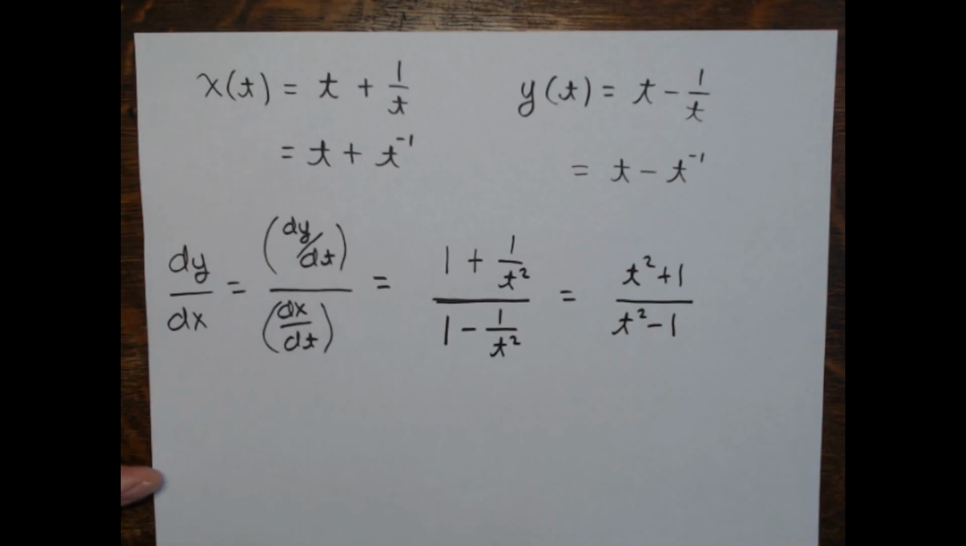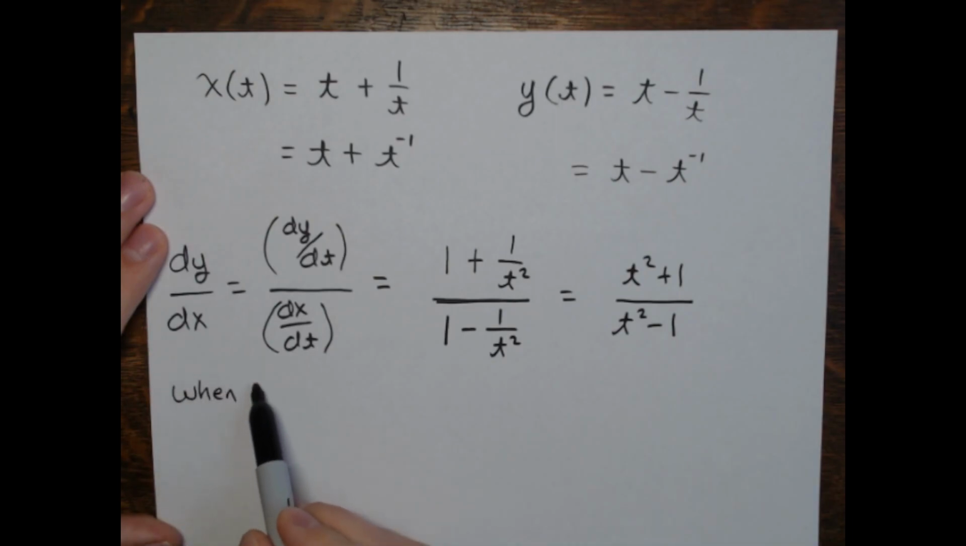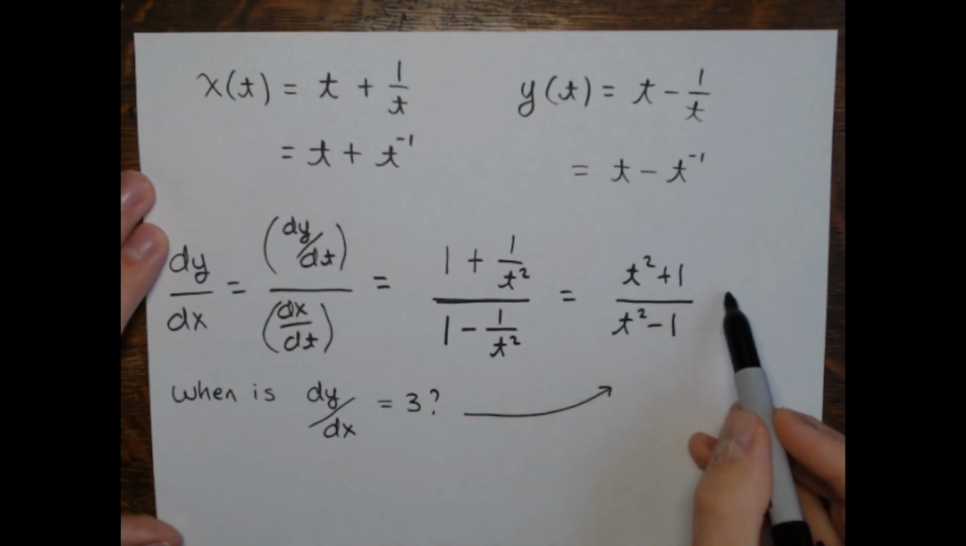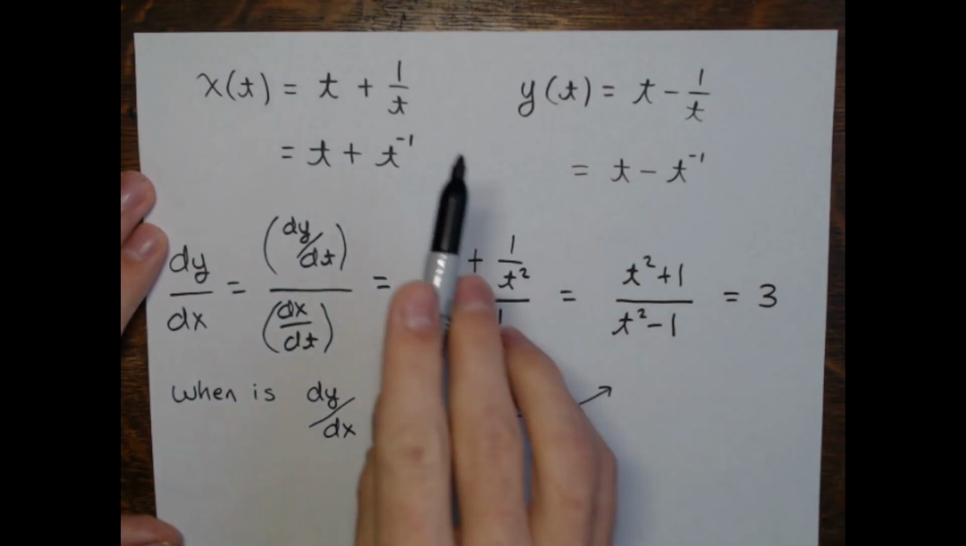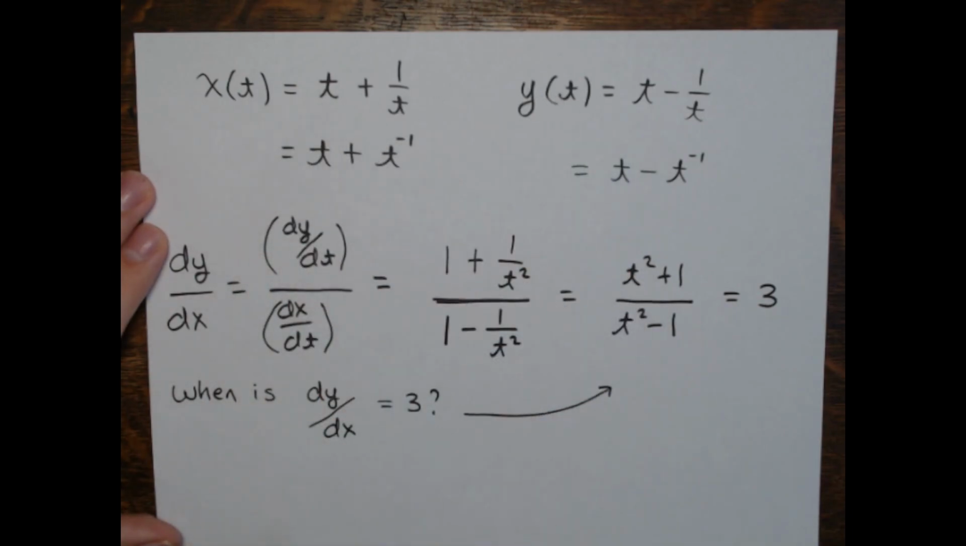Okay. Now, we're trying to find when this derivative is equal to 3. They said, where is the slope of the tangent line, the slope of the curve, dy/dx, where is this equal to 3? Okay, so I'm taking this expression here, setting it equal to 3. We're going to find some values of t and then plug them into our coordinate expressions up here to find the points that they're talking about. And I'll go to the graph and show you.